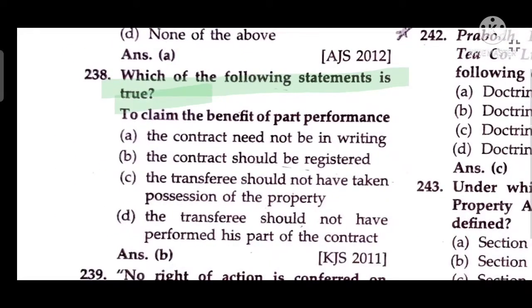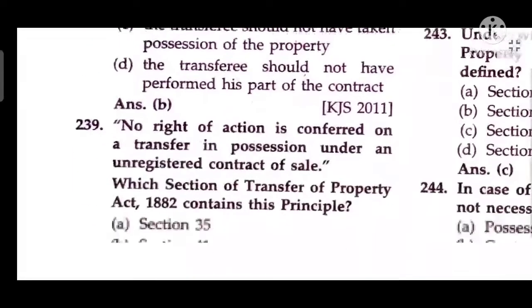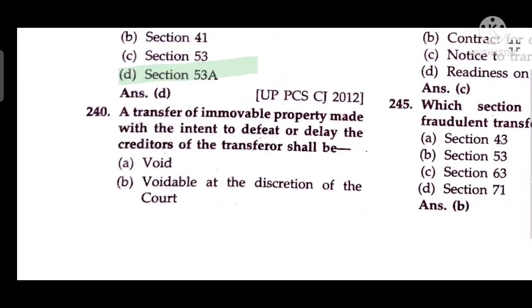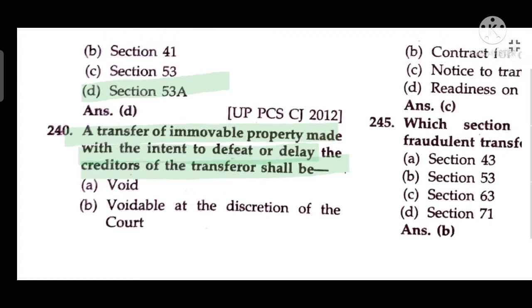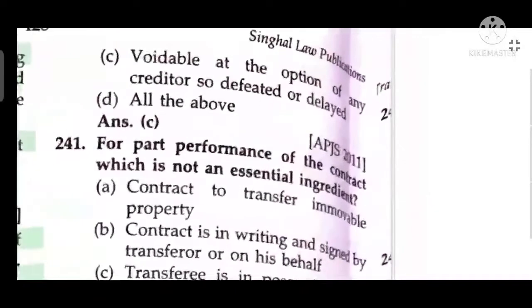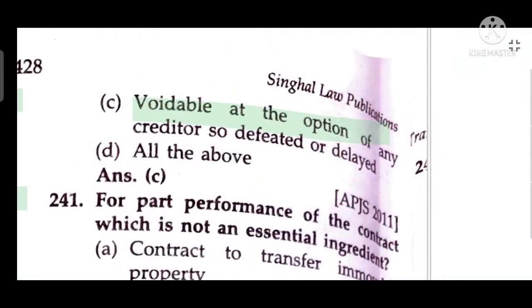Which one of the following statements is true? To claim the benefit of part performance, the contract should be registered. No right of action is conferred on the transferee in possession under an unregistered contract of sale. Which section of the Transfer of Property Act contains this principle? Section 53A. A transfer of immovable property made with intent to defeat or delay the creditor of the transferor shall be voidable at the option of any creditor so defeated or delayed.